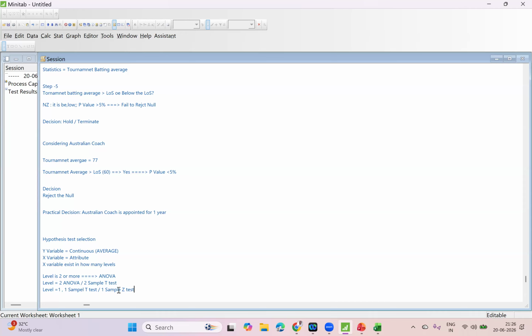3 levels. So, what is the test you should go for? When the levels are more than 2, ANOVA. You got it. This is the situation you have to check, and then you should go for ANOVA.